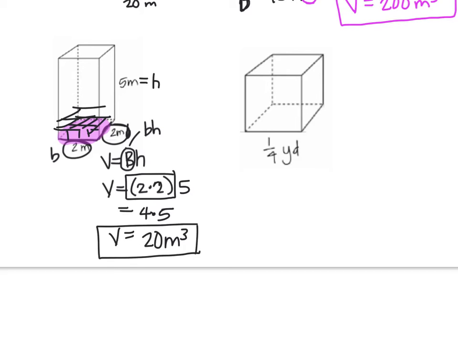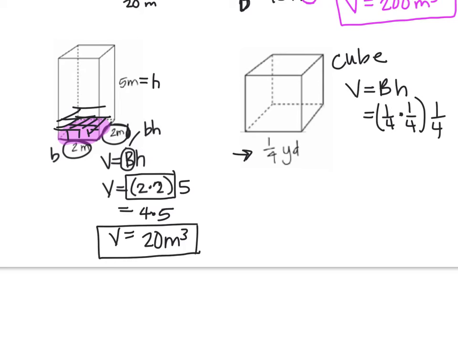So on this one, this guy right here is a cube. A lot of times you'll see that where they just have one measurement like that. When they just have one measurement for that entire shape, it tells you it's a cube. It's kind of tricky that way. Always start with your formula. Volume equals area of the base times height. And so I'm going to substitute in. I have 1/4 times 1/4, parentheses, times 1/4. Okay?